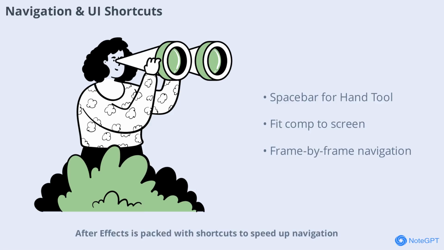After Effects is packed with shortcuts to speed up navigation. Press spacebar for the hand tool, Shift plus slash to fit the comp to screen, Home or End to jump to the timeline start or end, and Page Up and Page Down to move frame by frame.